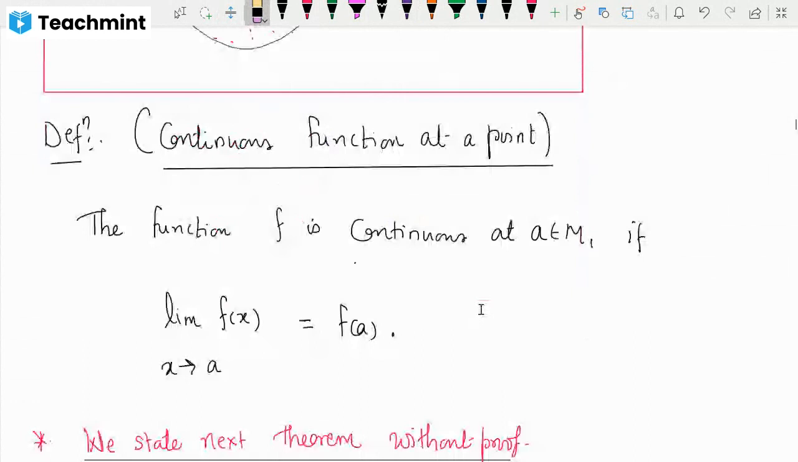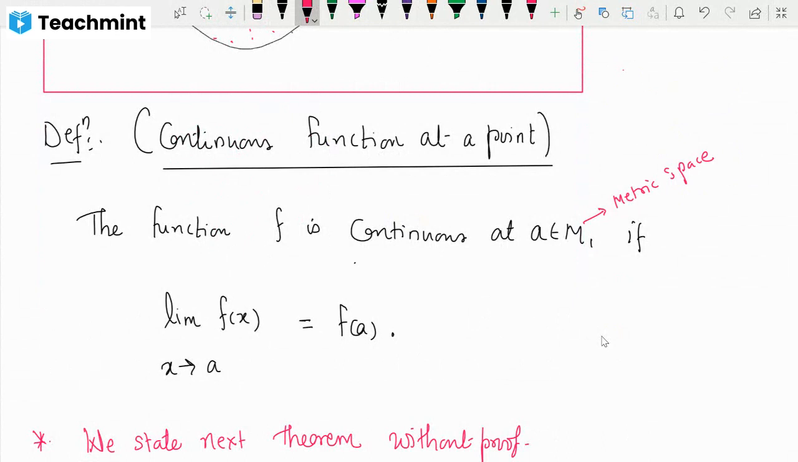So next definition, that is continuous function at a point. This is a regular definition. Already we have seen it in differential calculus, real analysis, and so many times you have seen. The function f is continuous at a belongs to M1. What is M1? Obviously M1 here is a matrix space.